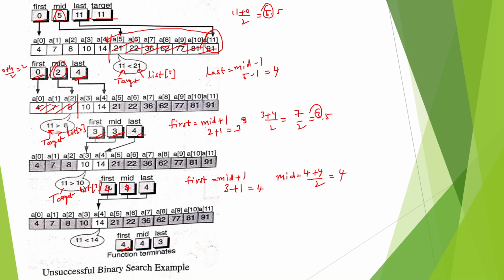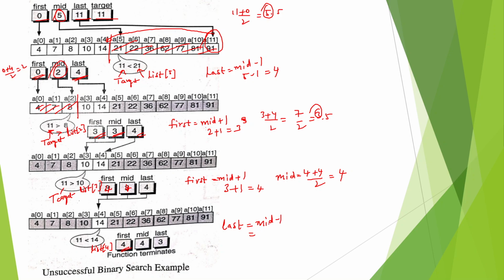After that, what we have to do is compare the target with list of mid. List of mid is list of 4. List of 4 is 14. Here you can see list of 4 is 14 and it is compared with 11, and as you can see it is less than 14. So for the less than relationship, we need to modify the last value because target is lesser. So modify the last value. So last will become what? Last equals mid minus 1.